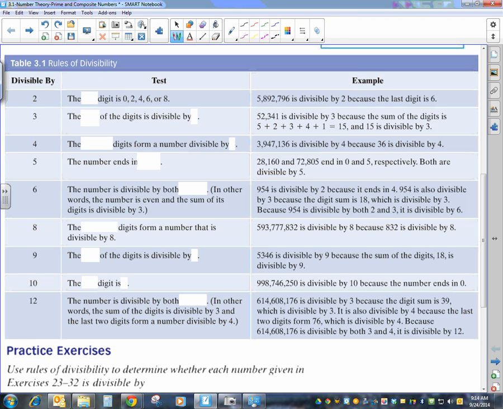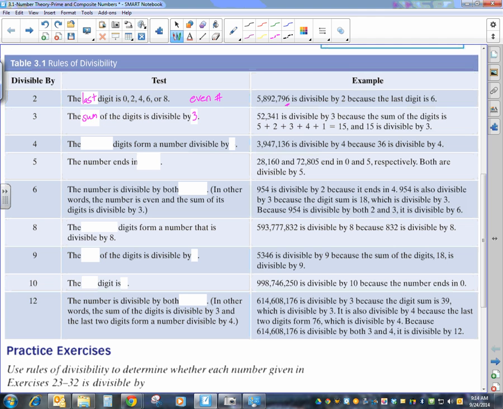So the last digit, if the last digit is 0, 2, 4, 6, or 8, then we know that the number, it's also known as an even number, and that means it's divisible by 2. This number is divisible by 2 because the last digit is 0, 2, 4, 6, or 8. Okay, to find out if a number is divisible by 3, then we look at the sum of the digits to see if it is divisible by 3.